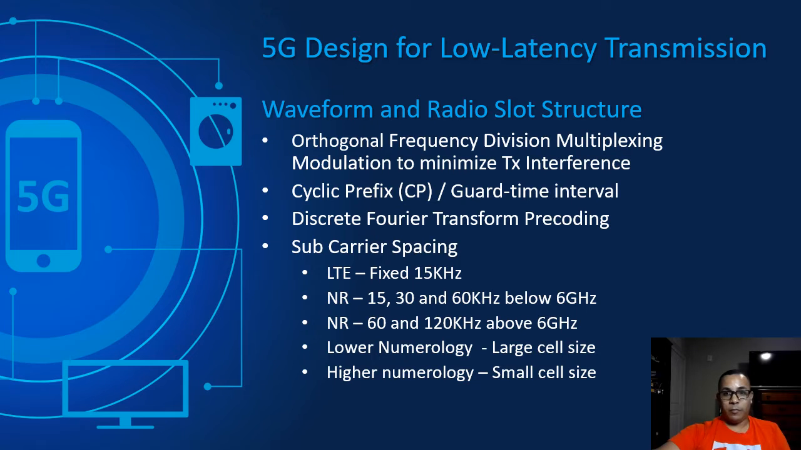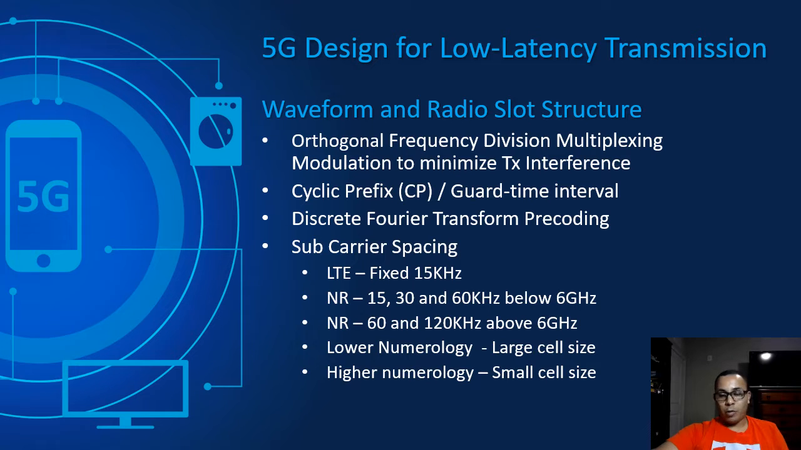A key component of the waveform and slot structure is sub-carrier spacing, and here we have that for LTE, or current or previous technology, whatever we want to call it, the spacing is fixed at 15 kilohertz. On new radio technology, which is the technology mostly used for 5G, we have 15, 30, and 60 kilohertz below the 6 gigahertz frequency, and 60 and 120 above the 6 gigahertz frequency.